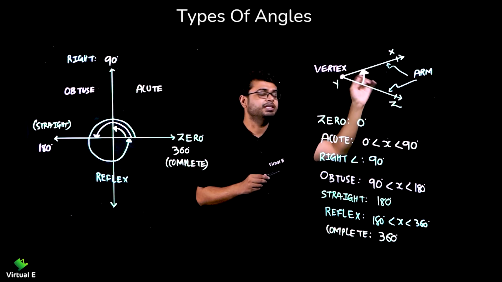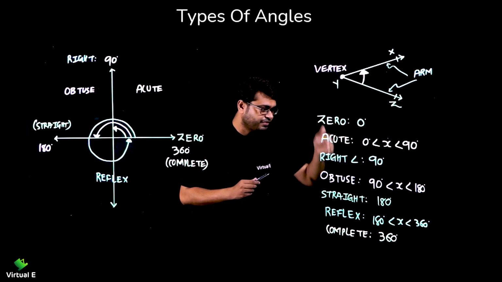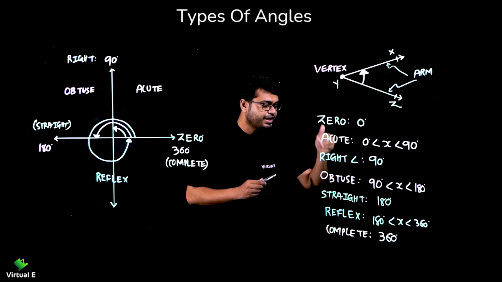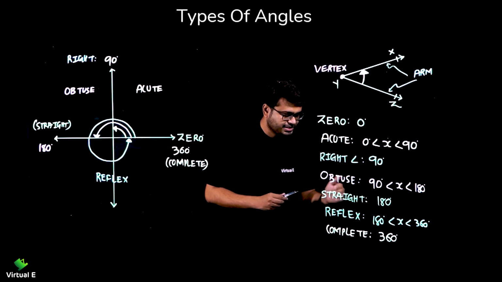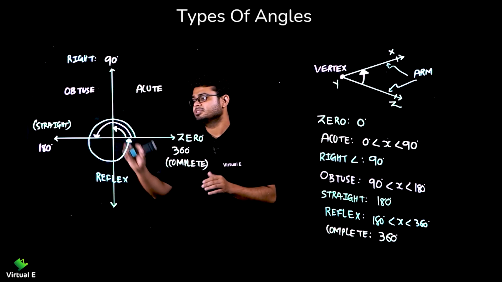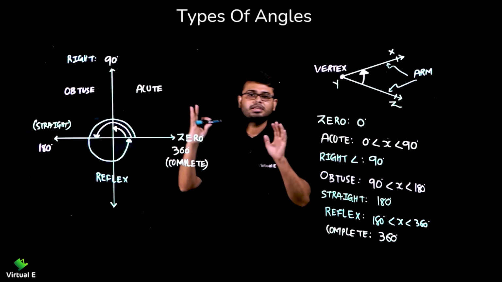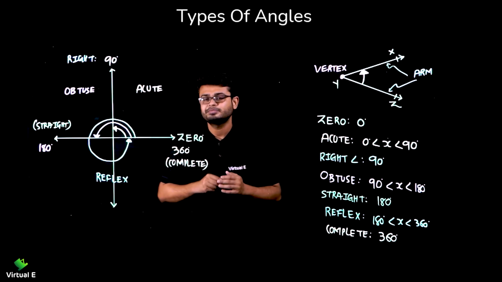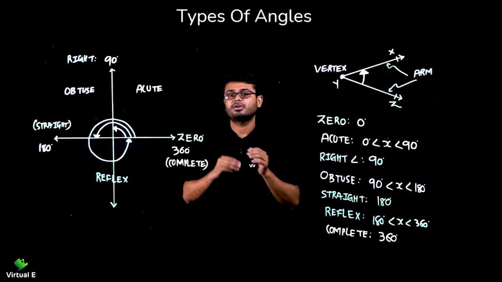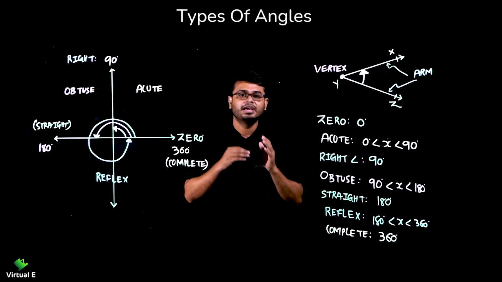In the space between them is the angle. Types of angle: zero, acute, right, obtuse, straight, reflex, and complete angle. Just keep this chart in the mind. That's just for the purpose of understanding, right? So this is about the knowledge of lines and about the angles.